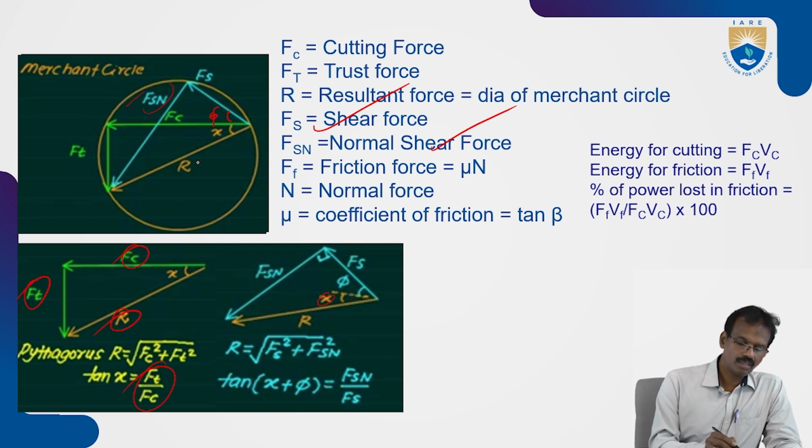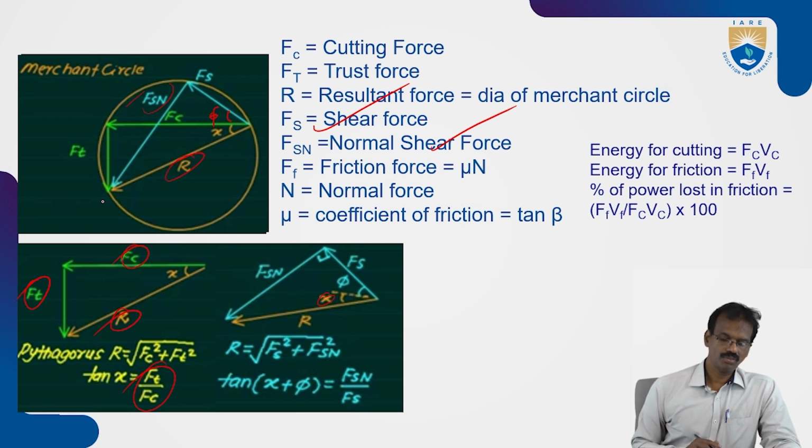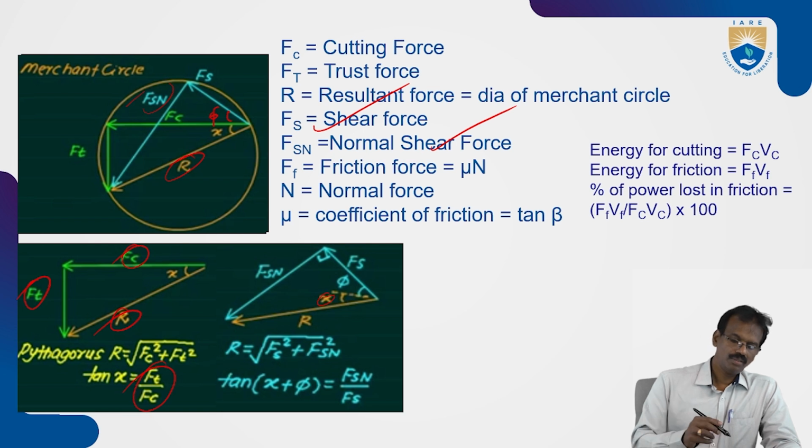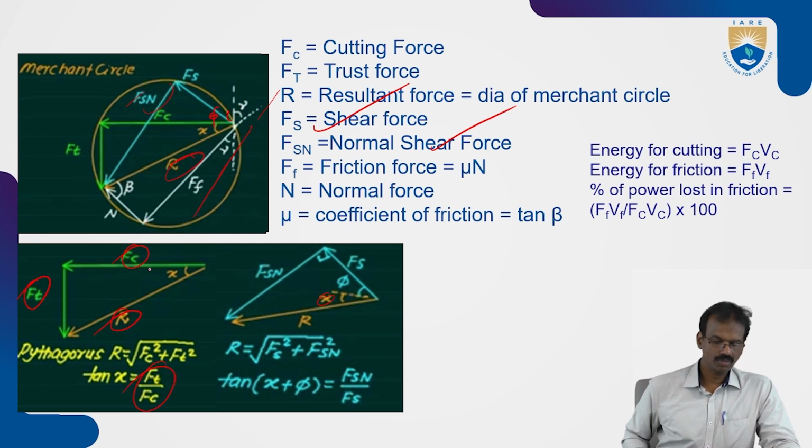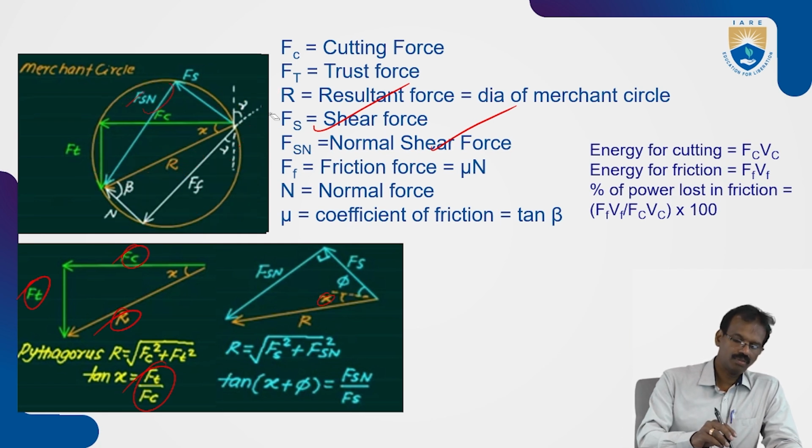So here the resultant is the same. You have to observe this one. Then the frictional force is moving like this. You can change the direction like here. Okay. So that is the frictional force. So this is the frictional force. The force normal to the frictional force is the normal force N.